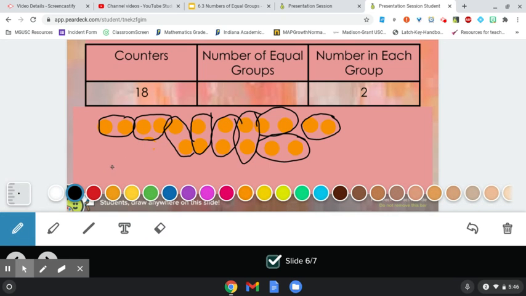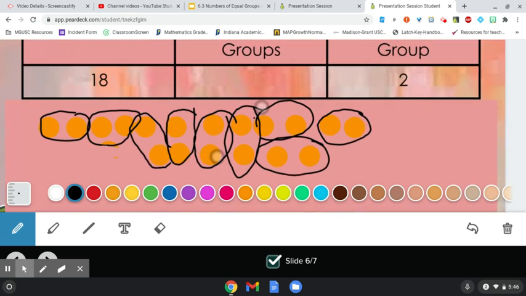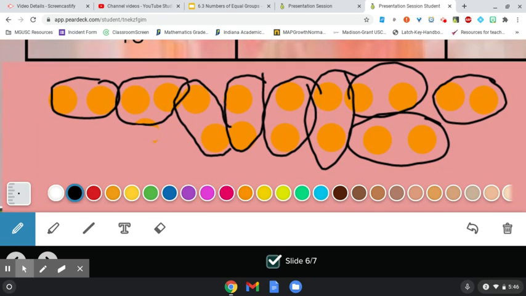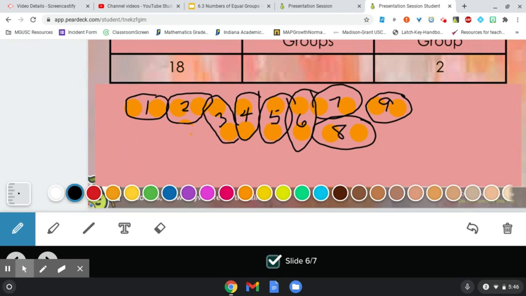So now we need to count the number of groups. So I'm going to zoom in on these so I can write the number really easily. 1, 2, 3, 4, 5, 6, 7, 8, and 9. So 18 divided by 2 equals 9.